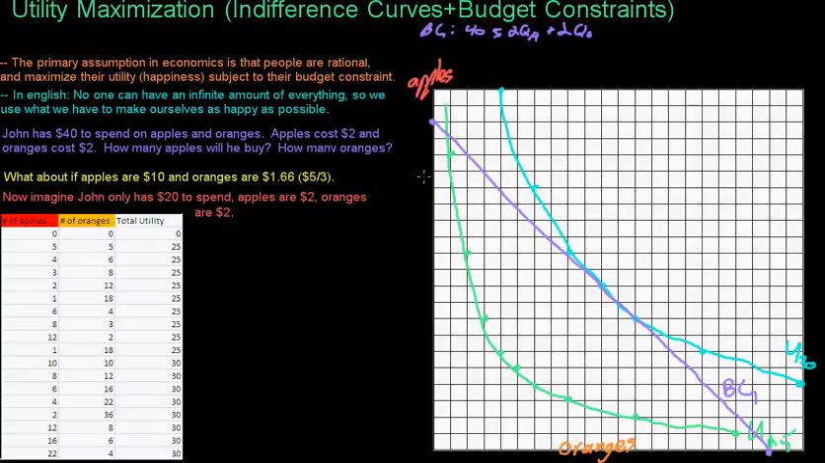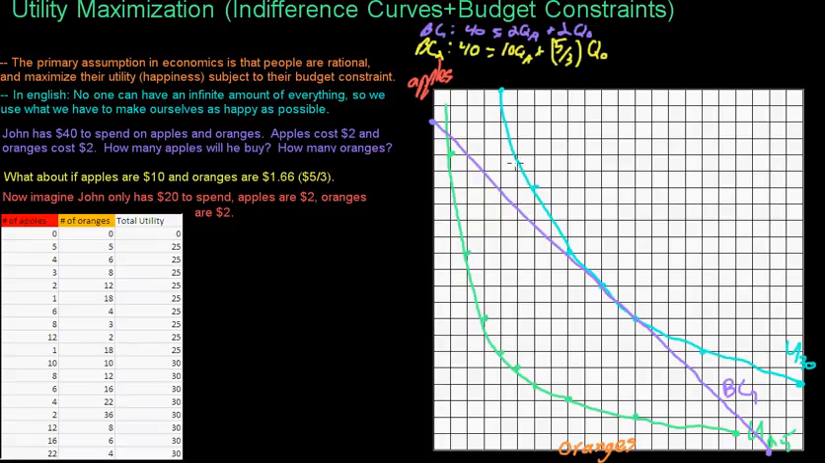Now we're going to draw in 2 other budget constraints before we get talking about the graph. What if apples are $10 and oranges are $1.66, or 5/3 of a dollar? If apples are $10, I'll write this out up here first. Budget constraint 2 is that $40 is equal to 10 times the quantity of apples plus 5/3 times the quantity of oranges.